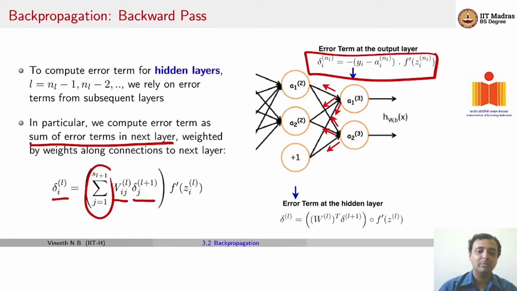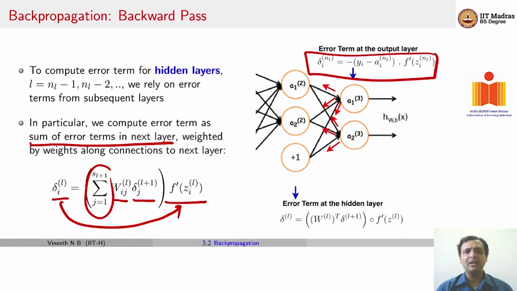So you add all of them up into f prime of z_i^l for that particular node. Remember, f prime of z_i^l is simply the derivative of the activation function at that particular node. Remember, this is the reason why we said it's nice that the sigmoid function is continuous and differentiable. Because we need this derivative of the activation function to be able to compute your chain rule.